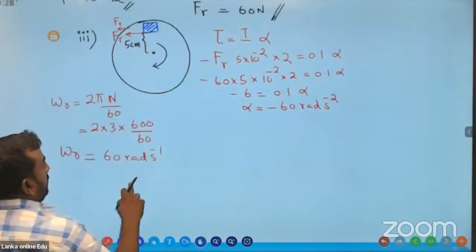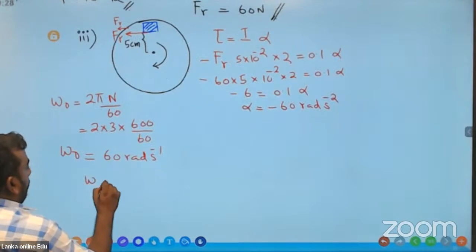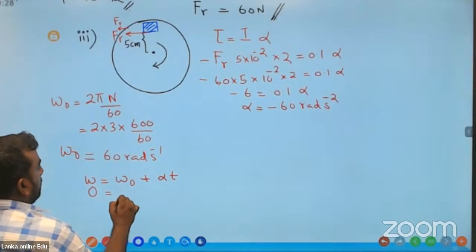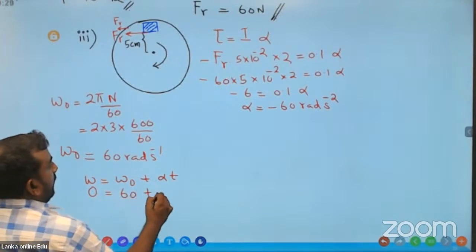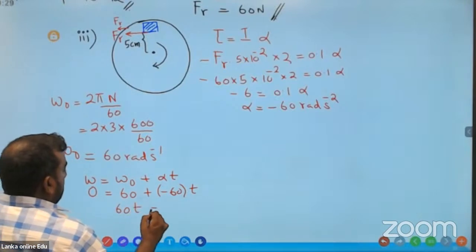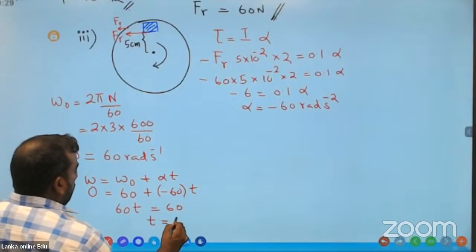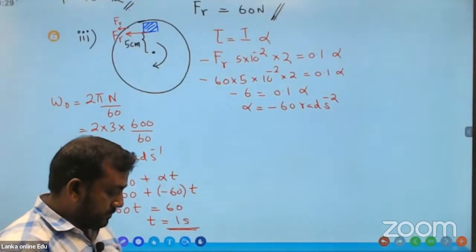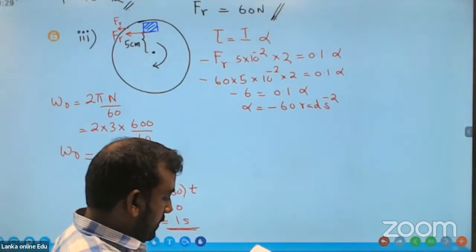Time taken for it to stop. Omega equals omega naught plus alpha t. Finally 0, 60, alpha is minus 60 times t. 60 times t is equal to 60. t is equal to 1 second. In 1 second, the wheel will stop.